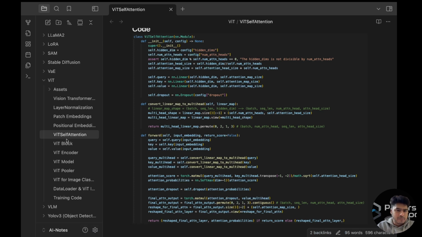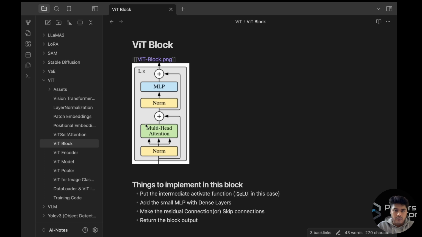The next part is pretty simple. We'll be looking at how to create this block, which is pretty straightforward. Once we know attention, every other layer is pretty straightforward. And then we can finally create an encoder. And let's see how that happens in the next part.